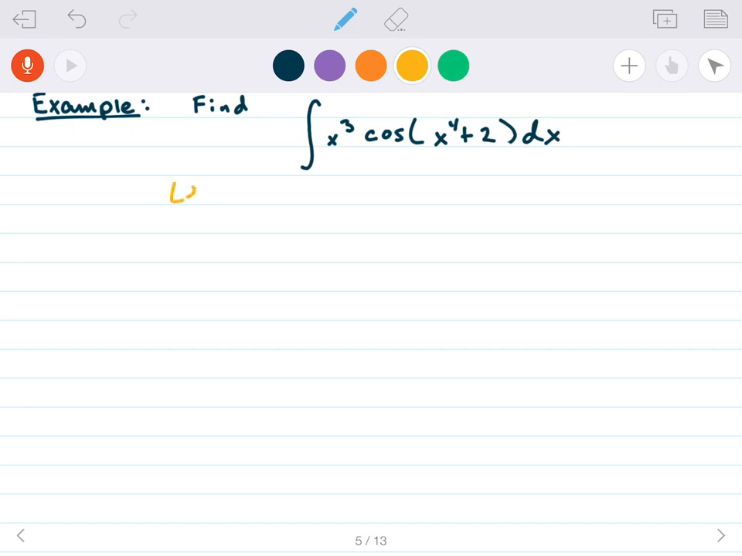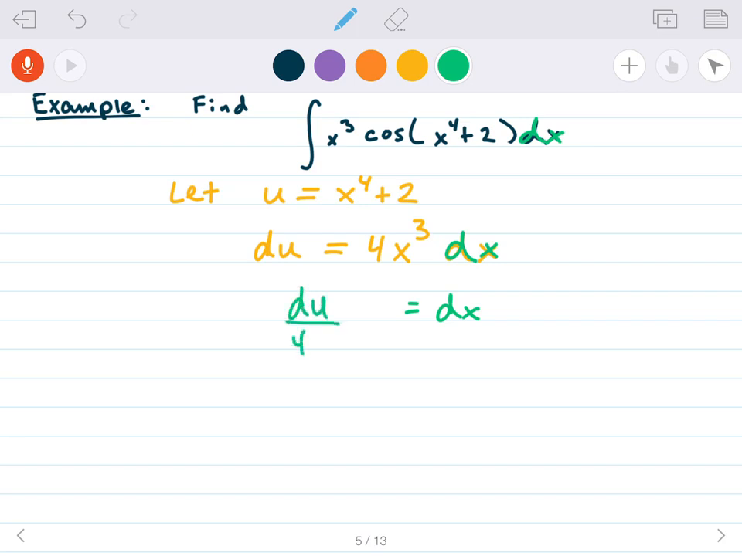So this is a good substitution. We're going to let u equal x to the 4 plus 2. Differentiating both sides and rearranging, I'm just doing this in one swift motion. I get du equals 4x to the 3 dx. Now isolating dx, because that's what I want to sub in right here, if I divide both sides by 4x cubed, I get du over 4x cubed equals dx.